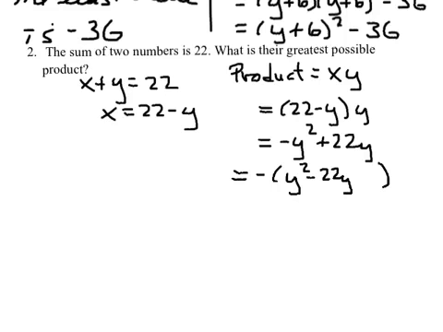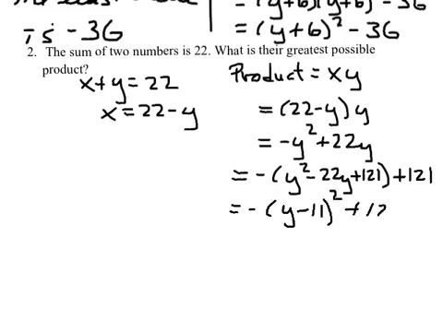Okay, so now what do I have to add in here? Well, I'm going to take my 22 divided by 2 and square it. So that'd be 121. But remember, that's not really a 121 because it's negative times 121. So it's actually a negative 121 that I added in there. So to balance it out, I'm going to add a positive 121 in. I'm going to factor. This is going to be y minus 11 times y minus 11, or y minus 11 squared. Okay, so my vertex here is at 11, 121.